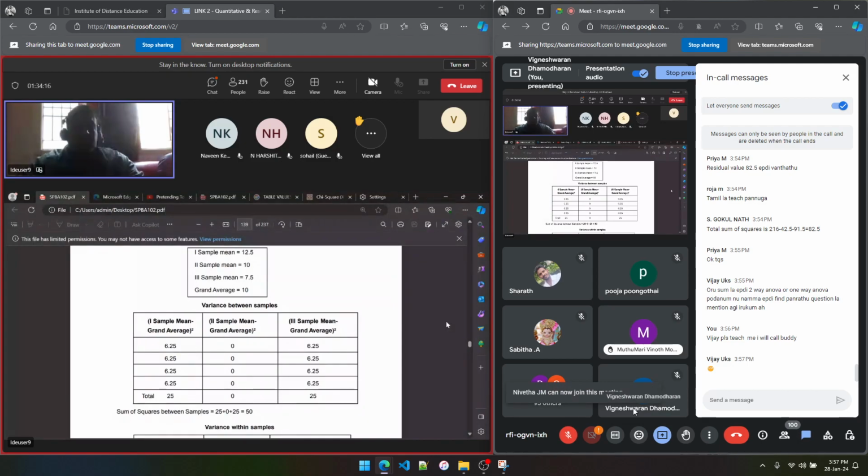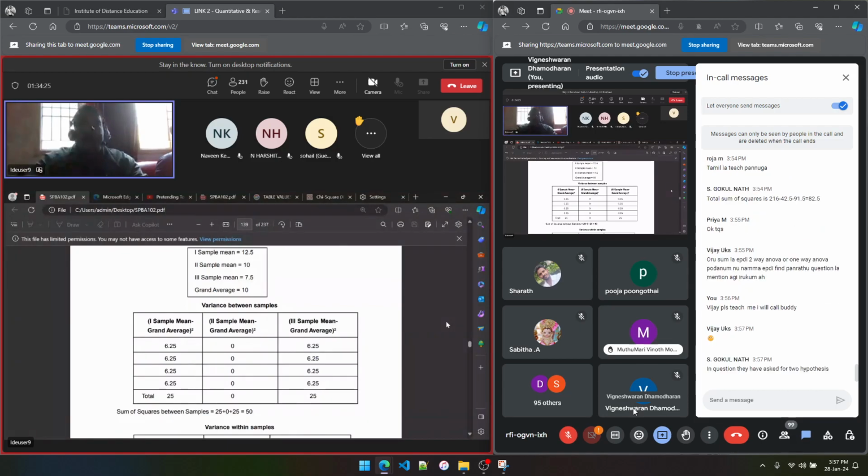Similarly, second sample minus grand average, squared: 0, 0, 0, 0, and then 0. Then third sample mean minus grand average, squared: 6.25, 6.25, 6.25, 6.25. The total is 25.